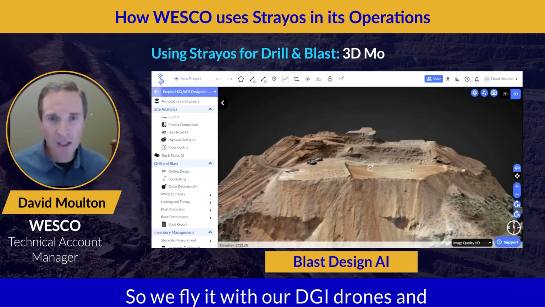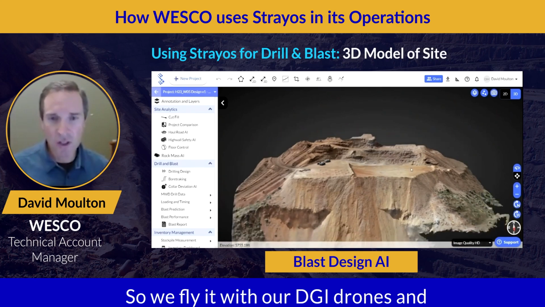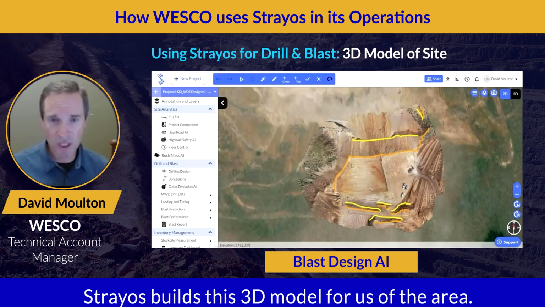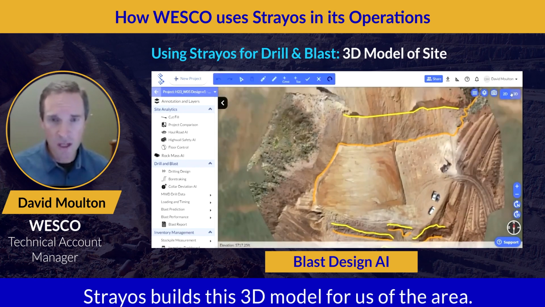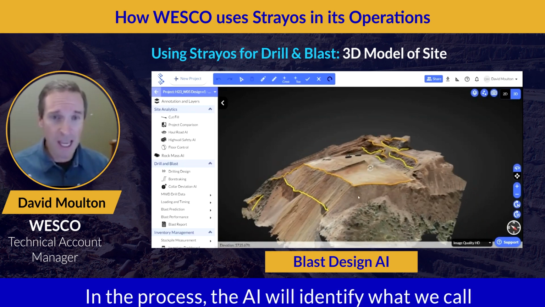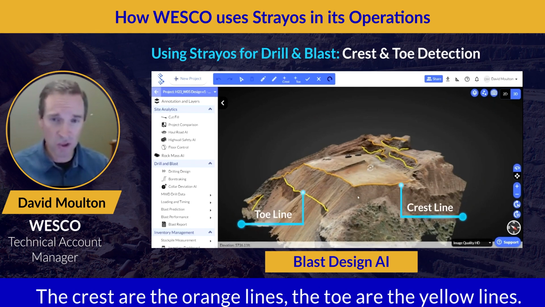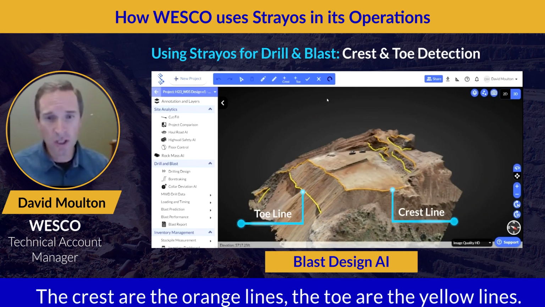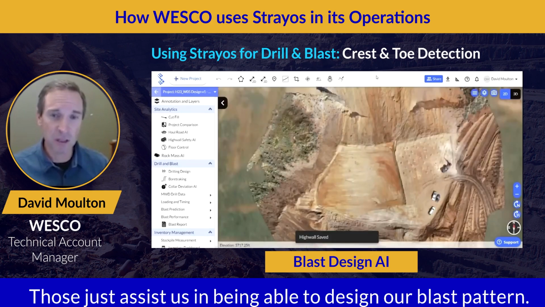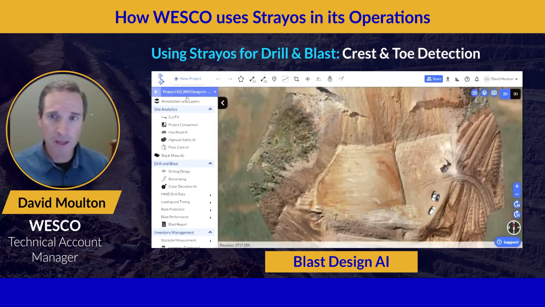So we fly it with our DJI drones, and we upload the photos into Strayos. Strayos builds this 3D model for us of the area. In the process, the AI will identify what we call crest and toe lines. The crest are the orange lines, the toe are the yellow lines. Those just assist us in being able to design our blast pattern.